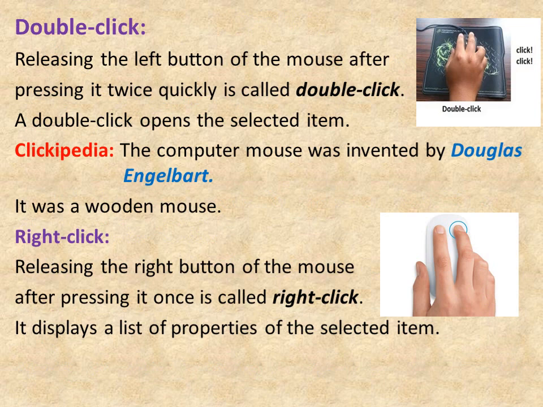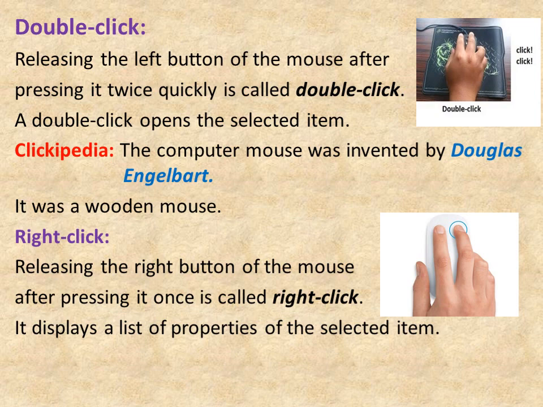Next is double click. Releasing the left button of the mouse after pressing it twice quickly is called double click. A double click opens the selected item. You can see here in the picture how the left button is clicked 2 times, and you have to click that button fast, a little quick, so that you can open that selected item.